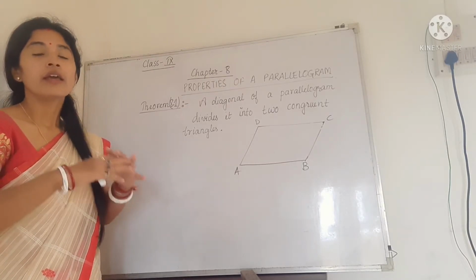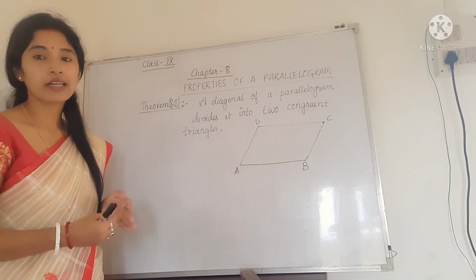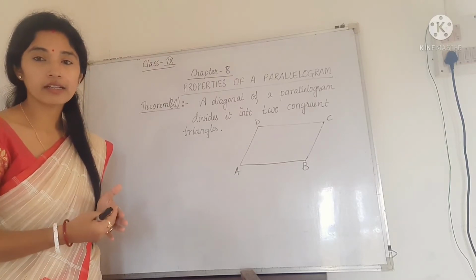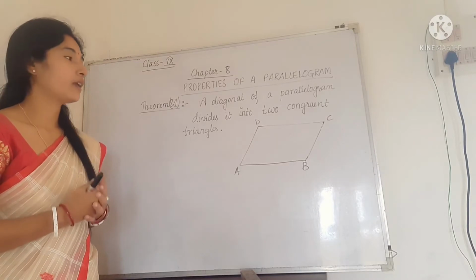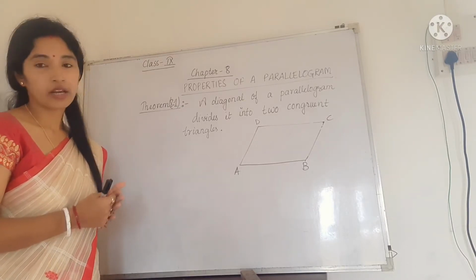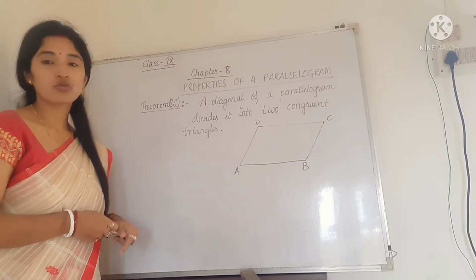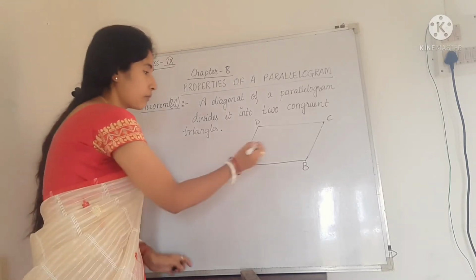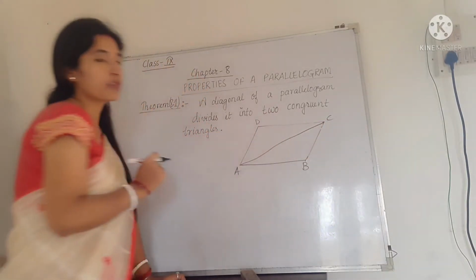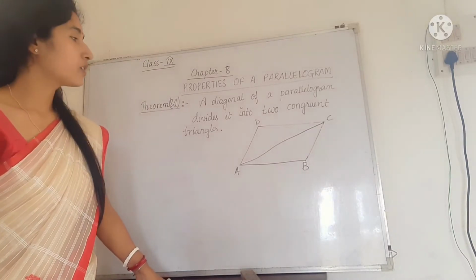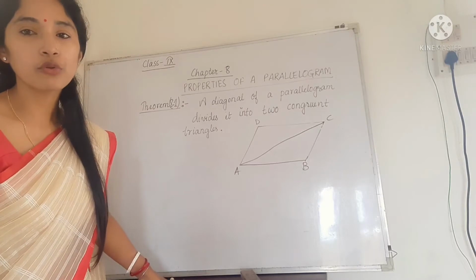Congruent means equal, on the basis of some criteria which we have already studied in triangles, like SAS, ASA. Based on those criteria, we have to prove that the 2 triangles are congruent. So how can we prove it? First of all, we have to draw a diagonal. This is ABCD, a parallelogram. So first of all, I draw a diagonal. Now it is dividing into 2 triangles, but we don't know if they are congruent or not. So how to prove it?